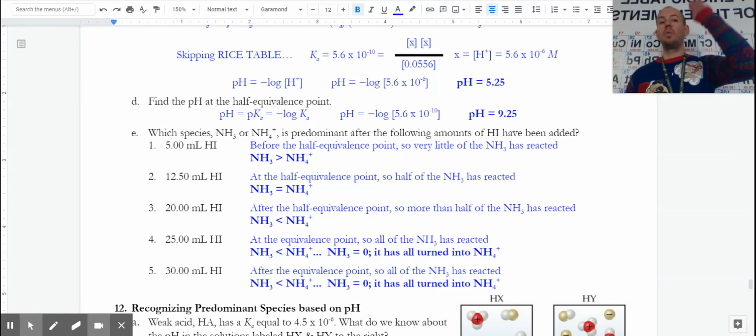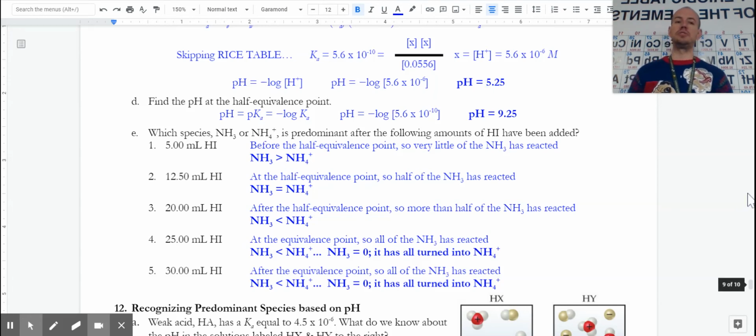12.5 is important. We previously found out, and did in the previous problem as well, that 25 milliliters is needed to get to the equivalence point. That means 12.5 gets us to the half equivalence point. The half equivalence point is where I still have half of my base, but half of it has reacted. So half of my base exists, half of it has turned into its conjugate acid. The half equivalence point is where those two are equal to one another. That's why the Ka is equal to the pH as well.